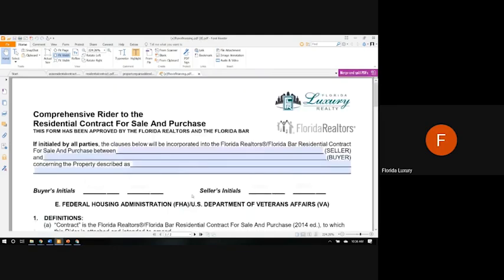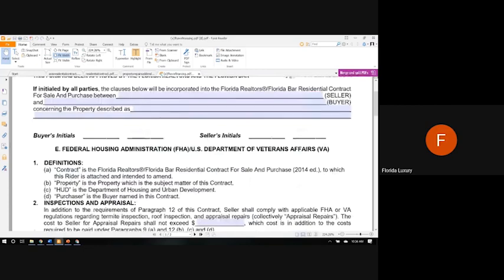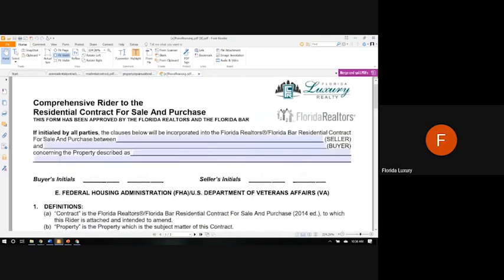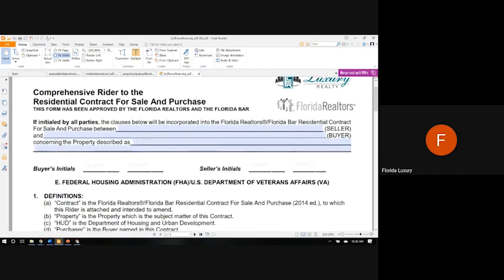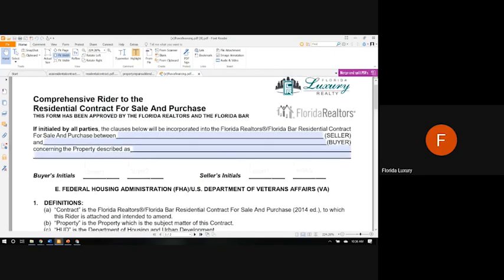There we go. Okay, so with this document, as with most, and this is the other thing, all of these documents say comprehensive rider to the residential contract. Every single rider has that. What it's actually called is down here underneath, the FHA-VA addendum. So when you're looking for the title, it's always going to be under the initials. People go, well, all of it just says comprehensive rider. Which one is it? And they don't realize that the title is actually underneath.